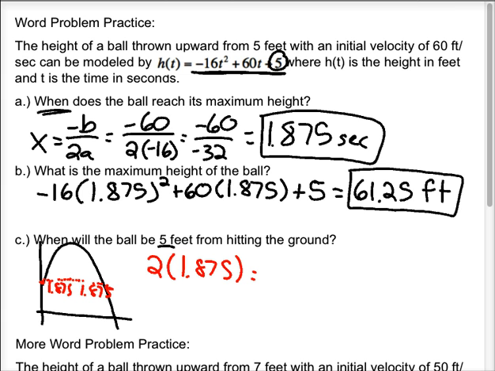So if I do that, I get 3.75 seconds. So sometimes it'll ask you to do that. How long will it take to return back to that initial height? Well, all you have to do is double the time it took you to get to the vertex, because it's symmetric. So it'll take you the same amount of time to go back down.